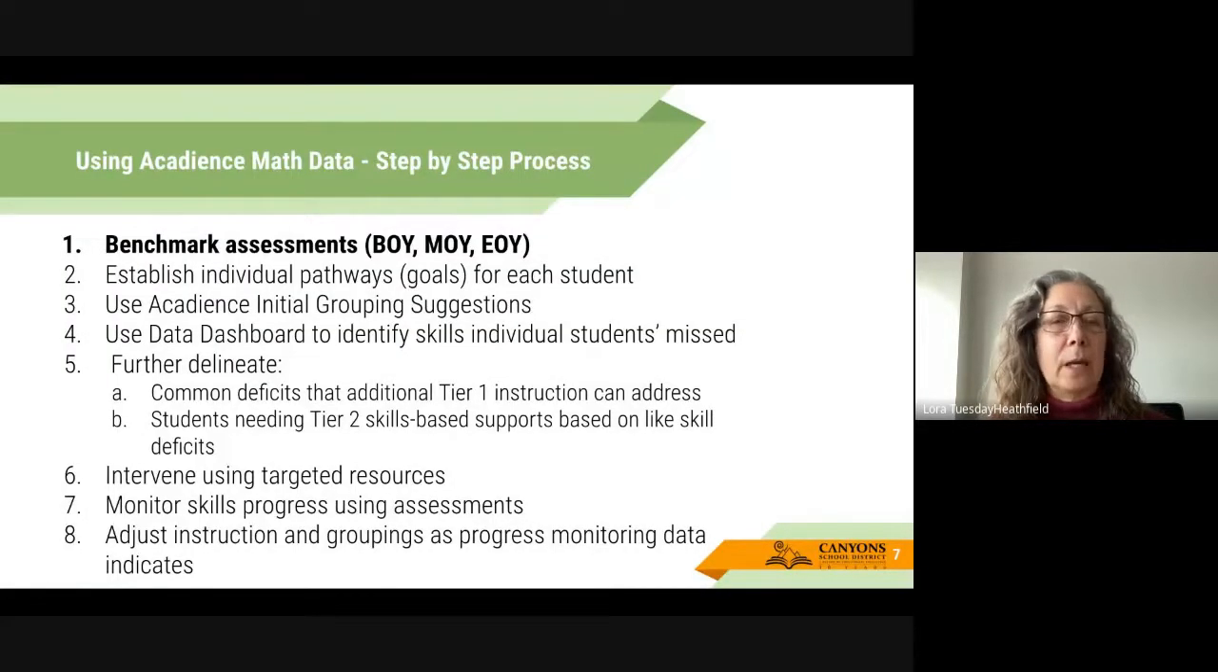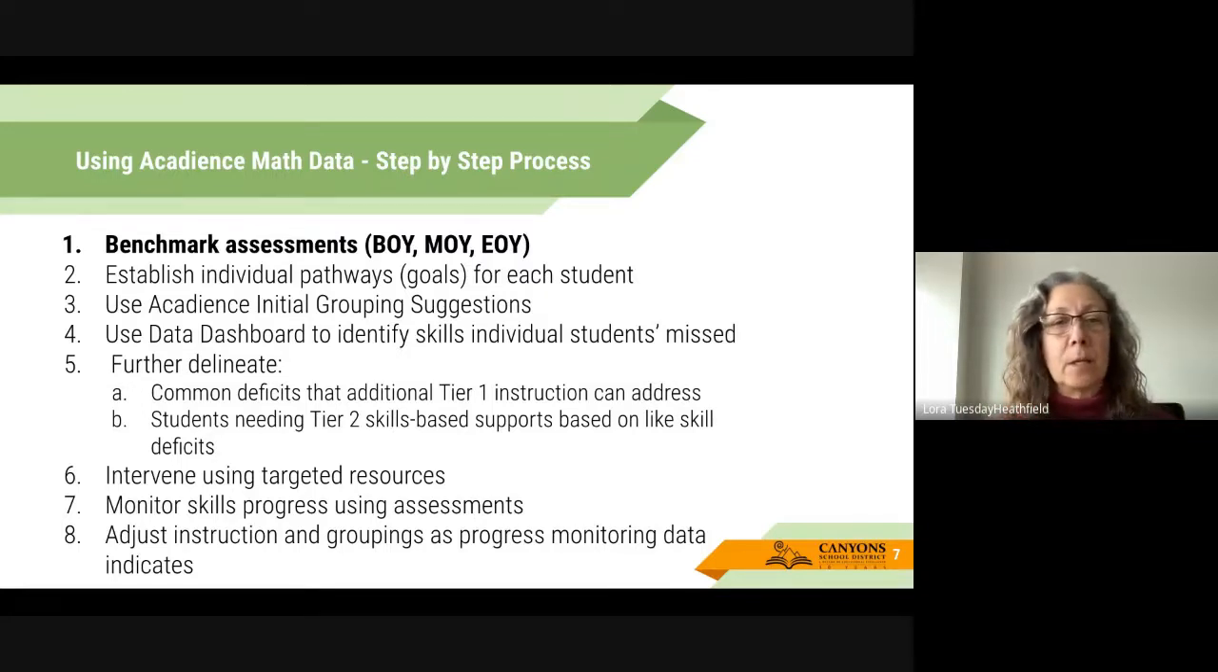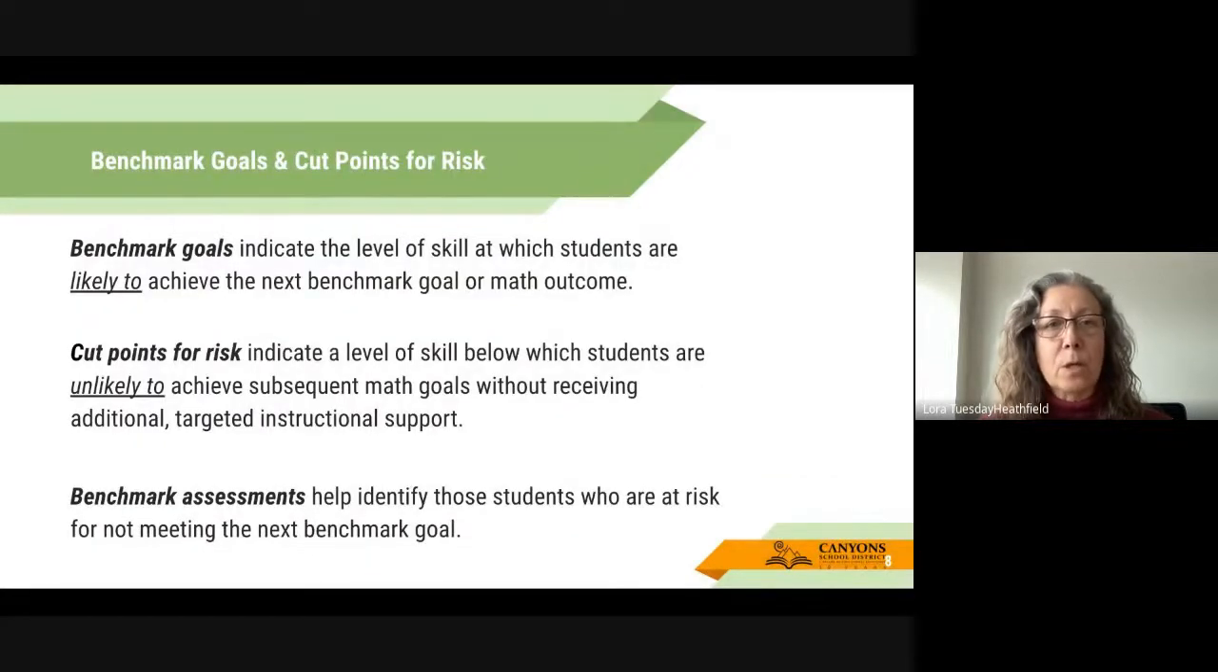So we're going to go through an 8-step process of using Acadience Math data. And the first one is obviously doing a benchmark assessment. We do benchmark assessments at the beginning of the year, the middle of the year, and the end of year, in case you're not familiar with those BOY, MOY, EOY abbreviations. I'm going to briefly review what benchmarking means. So benchmark goals are the level of skill that we want students to be at in order to predict that they're going to achieve the next benchmark goal or math outcome.